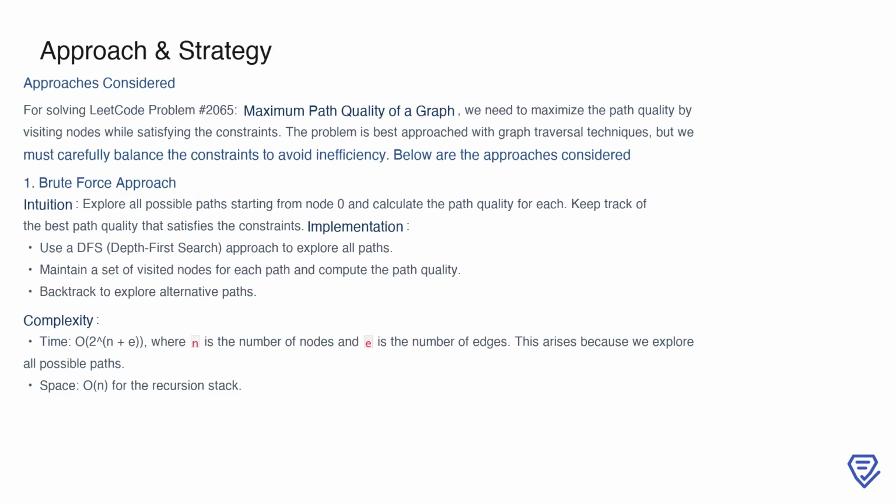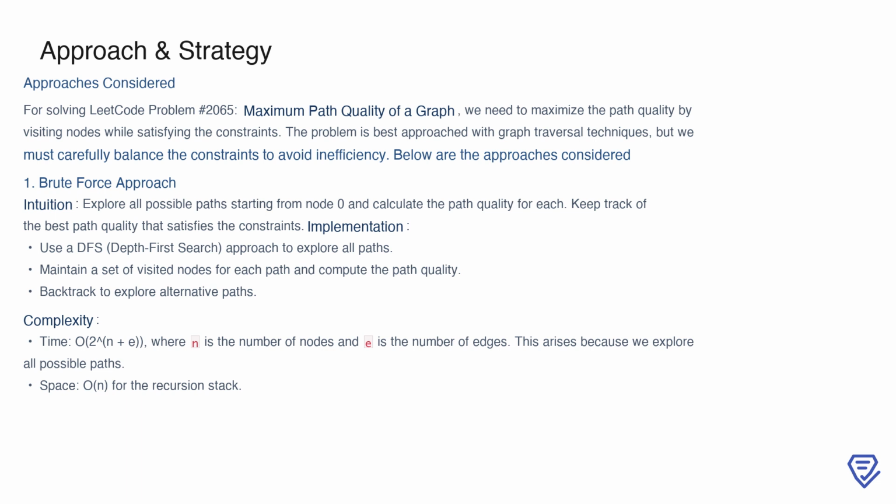To solve the maximum path quality of a graph problem, the goal is to maximize the path quality while adhering to the constraints given. Since this is a graph traversal problem, we start by exploring different approaches. One option is the brute force approach, where we systematically explore all possible paths originating from node 0. Using depth-first search, we would calculate the path quality for each route while keeping track of visited nodes, and backtracking as needed to explore alternate paths.